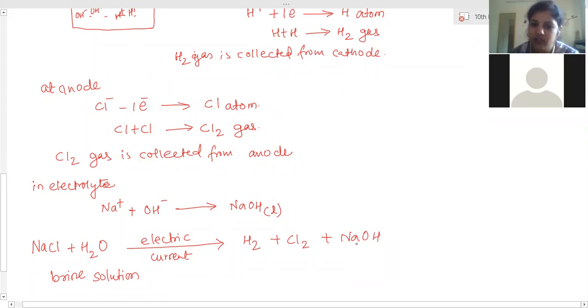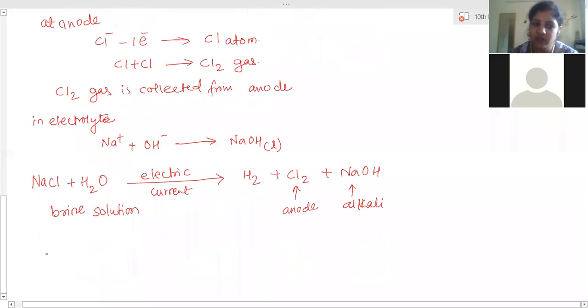In this reaction, alkali, that is sodium hydroxide, is obtained along with the chlorine gas. Therefore this reaction has been given a special name, the chlor-alkali process. This process is called the chlor-alkali process because by electrolysis of brine solution, that is sodium chloride, we obtain chlorine and an alkali, that is sodium hydroxide.